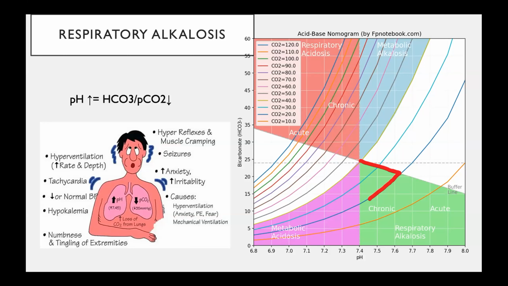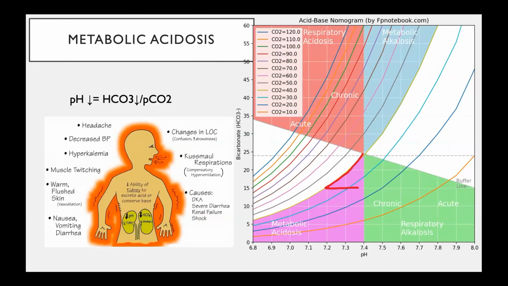So what is happening in metabolic acidosis, where bicarbonate goes down, right? pH will go down because of the bicarbonate loss. Carbon dioxide will stay. What will happen to the patient? They will have headache, decreased BP, hyperkalemia, muscle twitch, warm flushed skin, and nausea. All these symptoms can occur, and sometimes the patient loses consciousness, and the patient will develop hyperventilation because of the compensation.